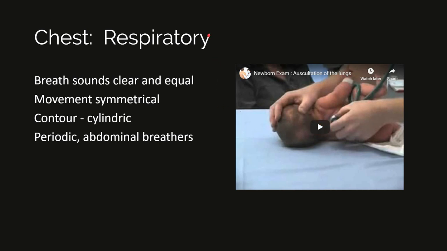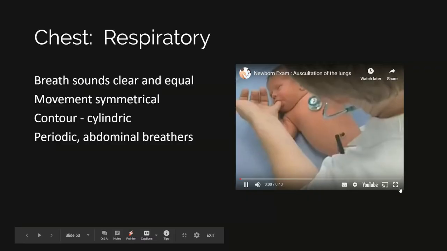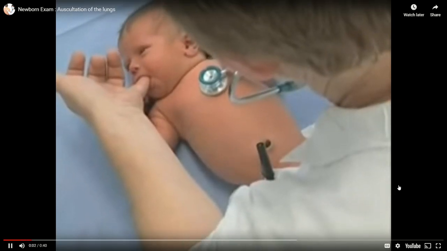So for a respiratory assessment in the chest, we're moving down the baby. We're doing our systematic head to toe. We're going to listen to breath sounds. And just like in the adult, they should be clear and equal. I'm going to show you the video right now of what a respiratory assessment looks like.